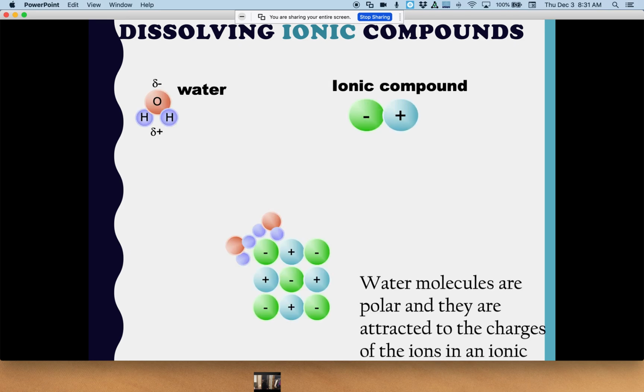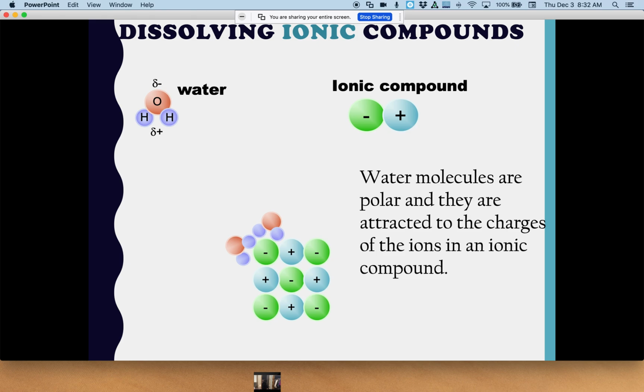So this is just a little animation of it. You don't need to write any of this down or draw any of this down. The video simulation that you're going to be watching later today will be a good representation of this. But it's just showing you what's going on.